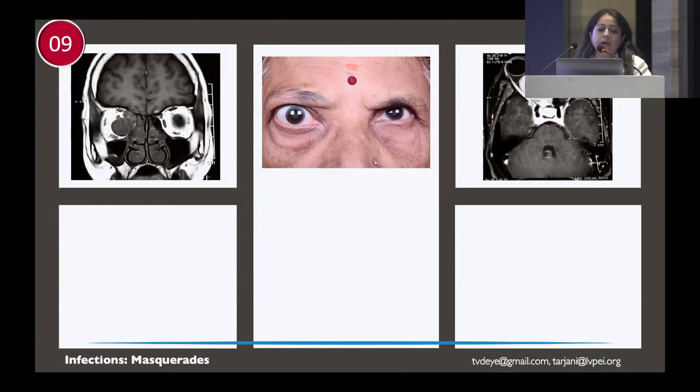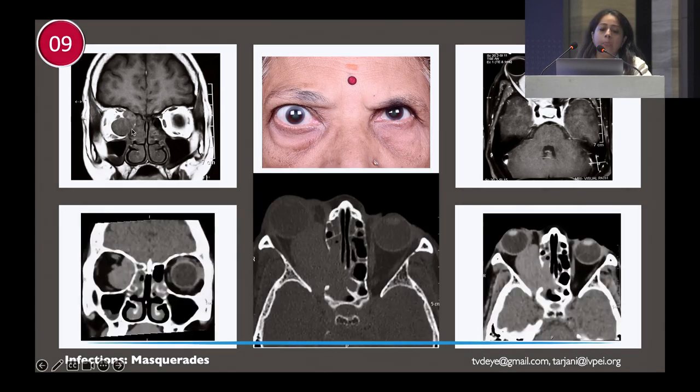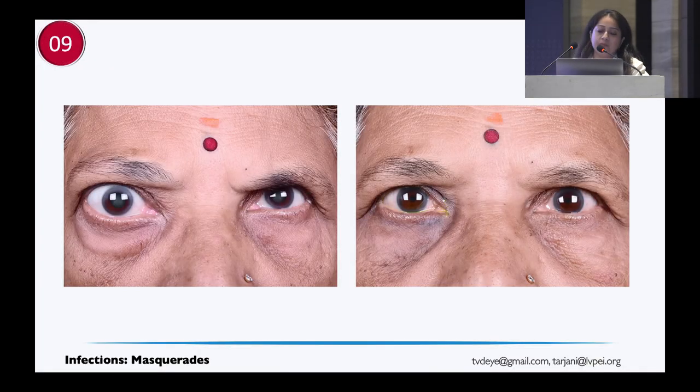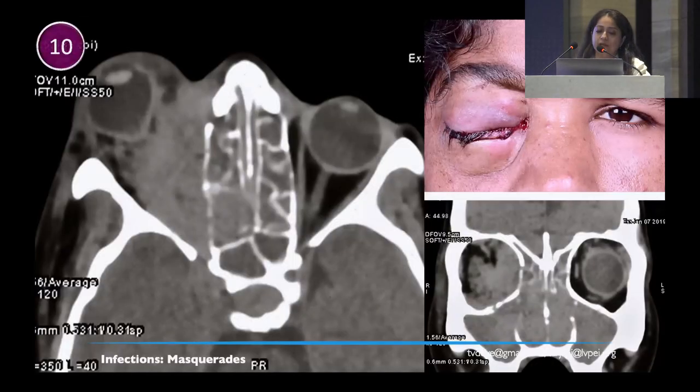One more lady, my fellows were shouting thyroid eye disease over here, retraction and all of that. I said, no, wait, something just looks off. Biopsy turned out to be fungal. But before biopsying, I did a CT scan. And what did the CT scan show? Destruction in the bone over here and a lesion which is actually synorbital. So don't get misguided by certain scan pictures. And she's been on antifungals and that's how she's resolved.